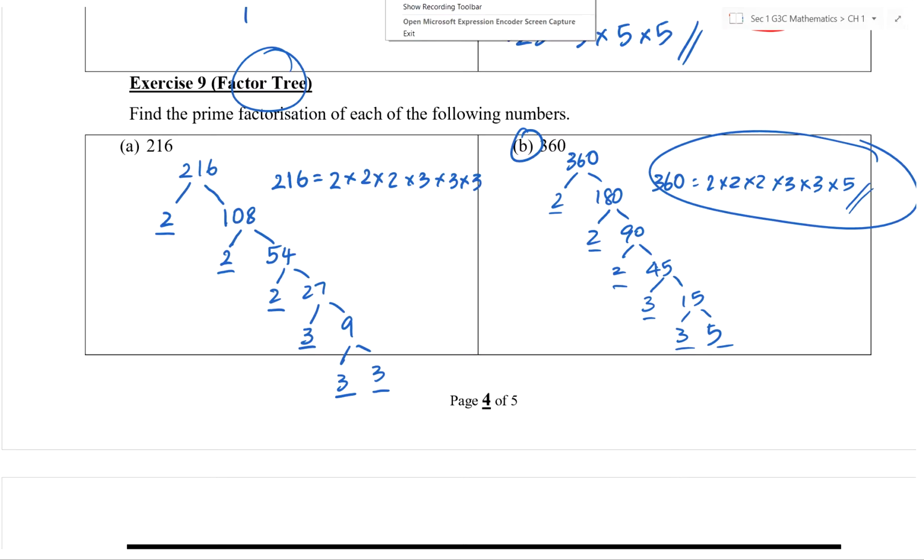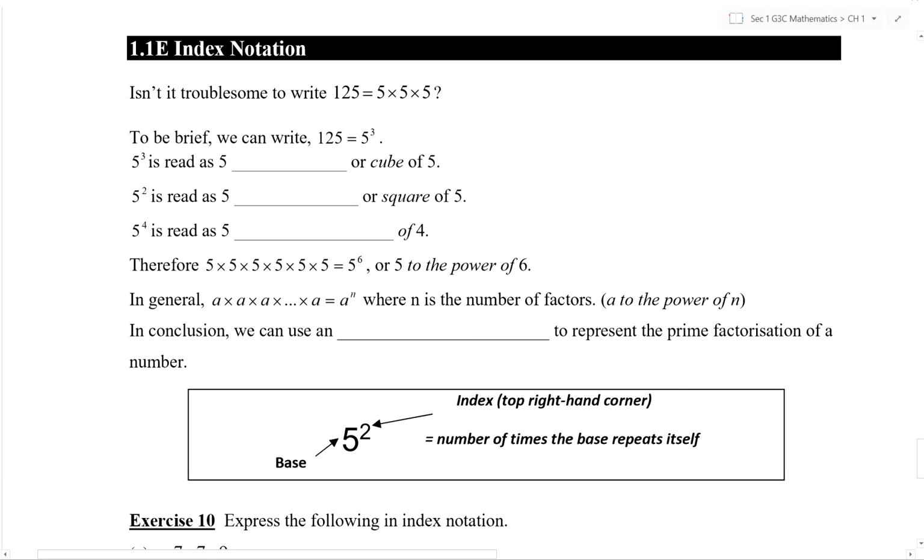Then let me do a quick survey. There's this question. Is it troublesome to write 125 as 5 times 5 times 5? Think, imagine. Actually, 5 times 5 times 5 is not so troublesome. But what if we have a number like 64? We're going to divide it. Okay, let's just see what this gives us. 32, 16, 8, 4, 2, and 1.